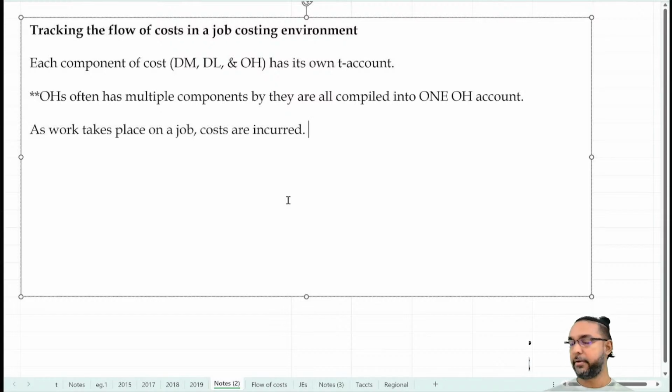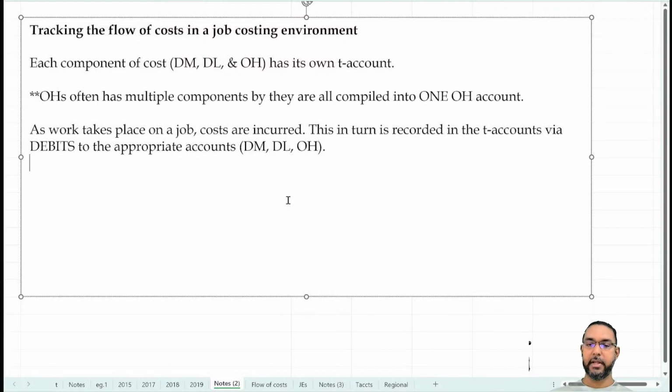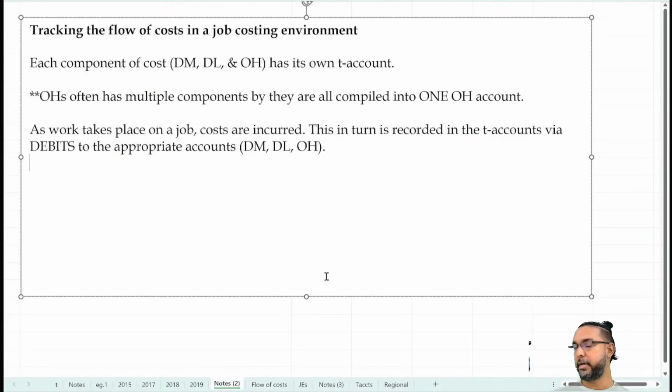All right, costs are incurred. This in turn is recorded in the T accounts via debits to the appropriate accounts: either materials, labor, or overhead. And that's what we were seeing here. When work takes place, you'll incur those costs, and then those costs will be transferred.